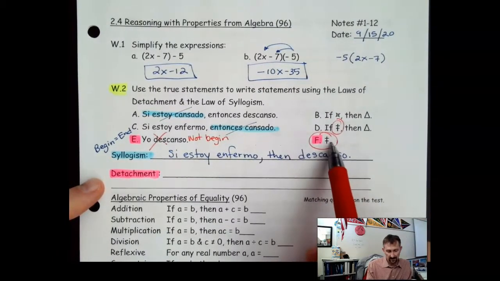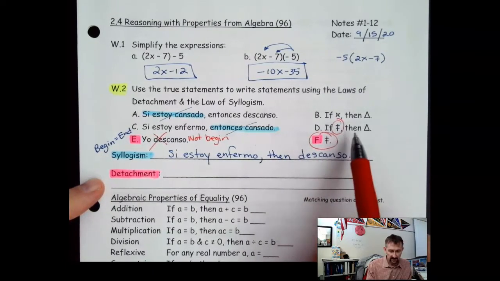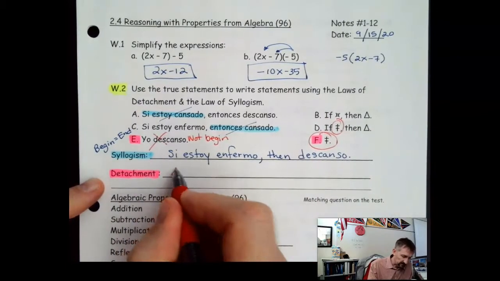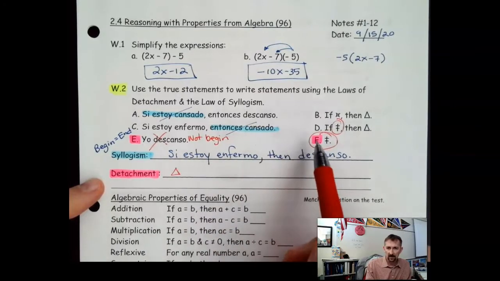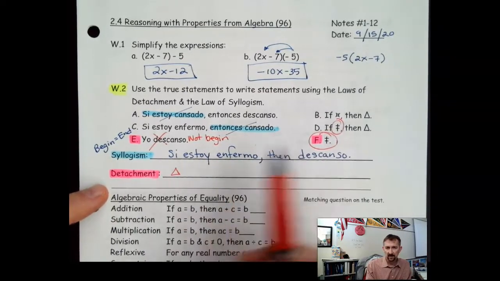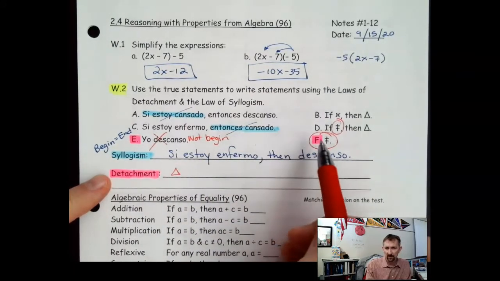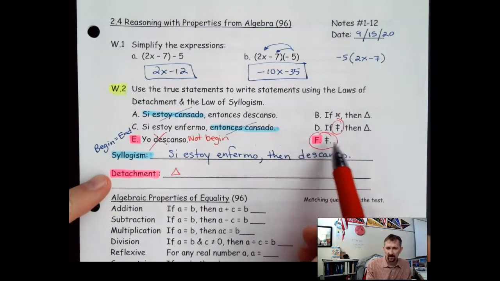So if we have this, then we have delta. If this, then this, we have this. So the answer is the ending. So if we have a beginning, then the answer is the ending. Detached, if something's detached, it's broken off. So normally we have an if-then statement, but here this part is detached. We just have the beginning.